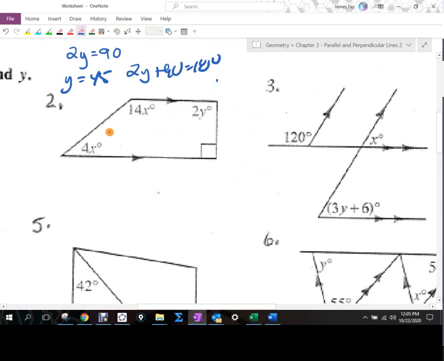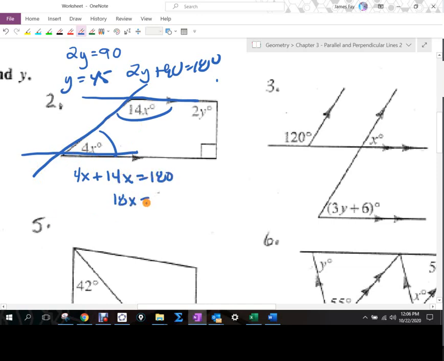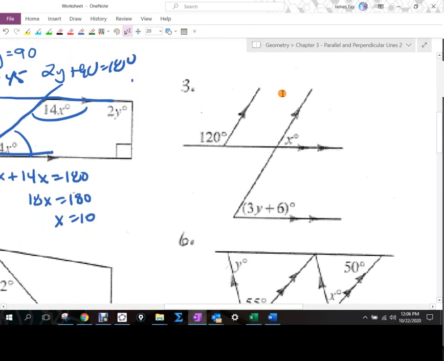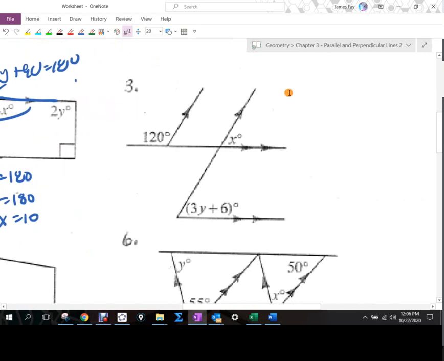What's the relationship between these two angles? Yep, they're same side interior angles again, so they should add up to 180. So x will be 10. Take a look at number 3 and do that one on your own, and we'll come back in a couple minutes and discuss it.